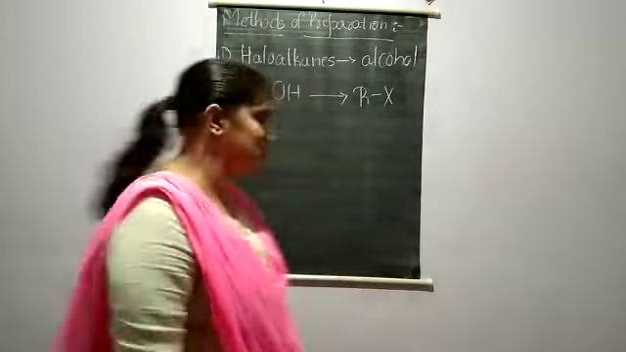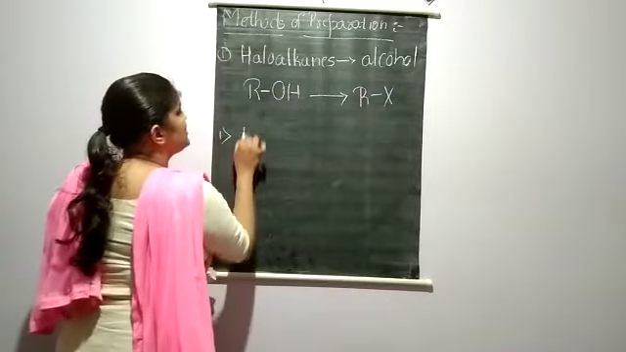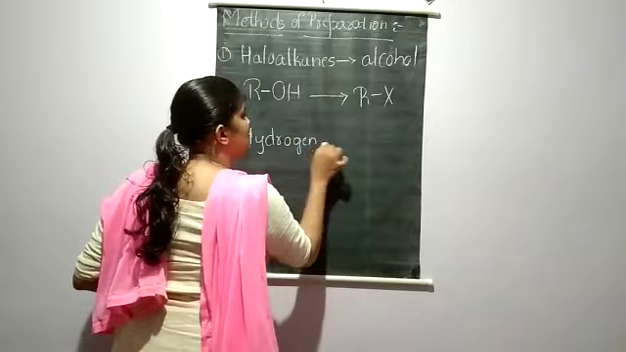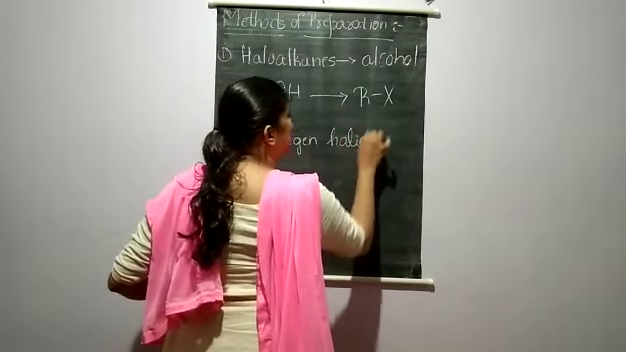Let us see what are those ways. First one can be using hydrogen halides. What is it known as? Hydrogen halides. That is your HX group.